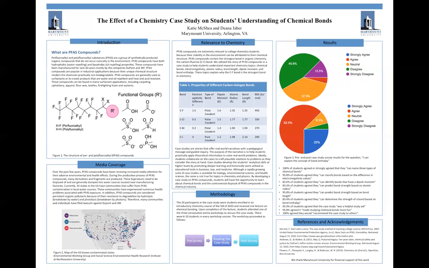The different components that we examined were different types of chemical bonds, electronegativity, atomic radius, bond length, dipole moment, and bond enthalpy. In addition, as shown in Table 1, we also compared the carbon-fluorine bond to other carbon-halogen bonds. In this table, we show the different values for carbon-fluorine versus other carbon-halogen bonds, specifically for electronegativity difference, type of bond, dipole moment, atomic radius, bond length, and bond enthalpy. Throughout the case study, we examine each of these factors and understand why carbon-fluorine has the values that it does and why these values attribute to bond strength.